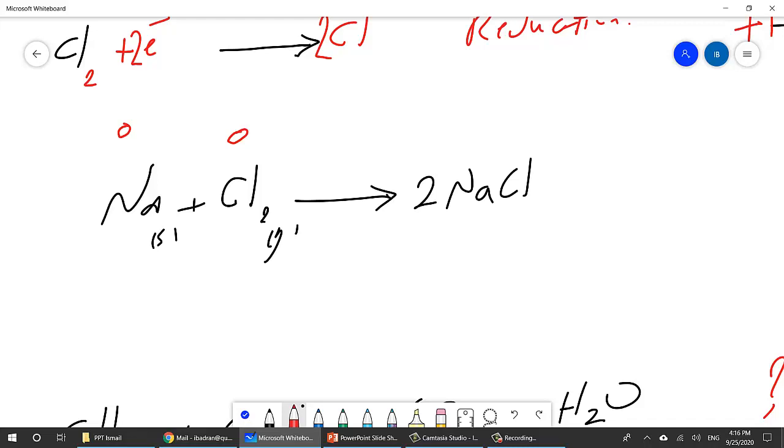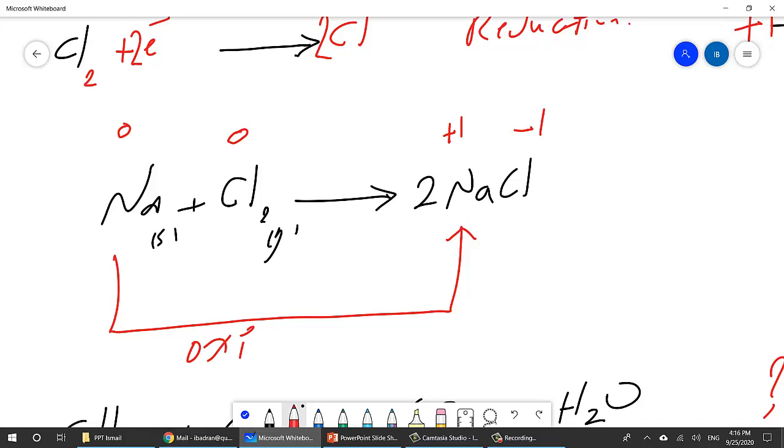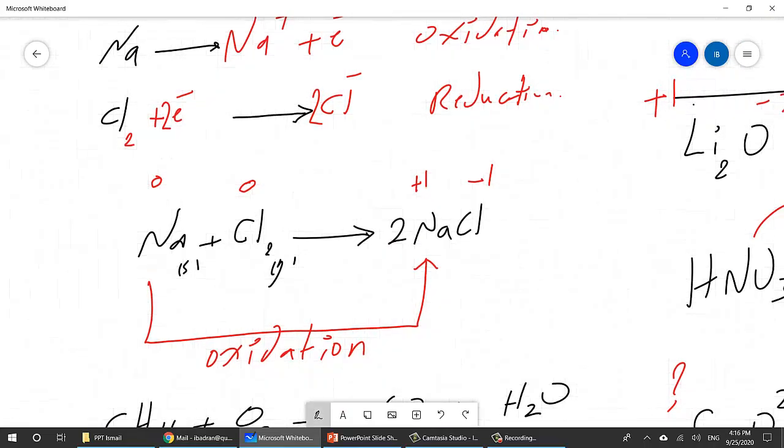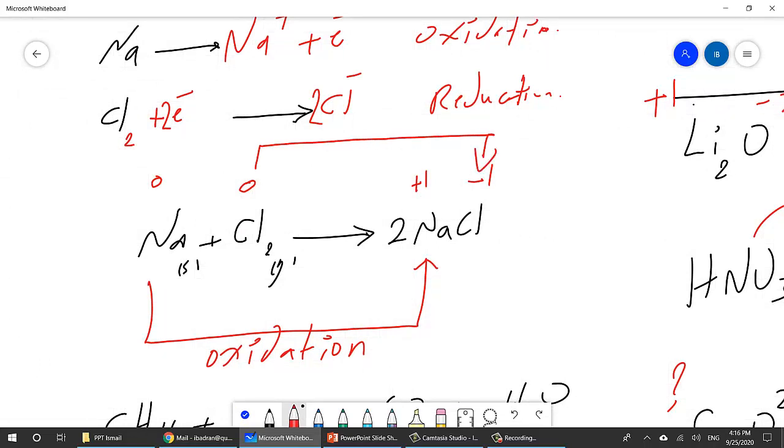Now we have a compound NaCl, so the oxidation numbers of course are not 0. You have to assign the oxidation numbers, and for sodium it's +1, and for the chlorine it's -1. Now you see here that sodium is going from 0 to +1. This is called oxidation because it is an increase in the oxidation number, and this is another definition of oxidation. Oxidation means losing of electrons or the increase in the oxidation number. But for chlorine, it's going from 0 to -1, so the number is decreasing, and this is called reduction.